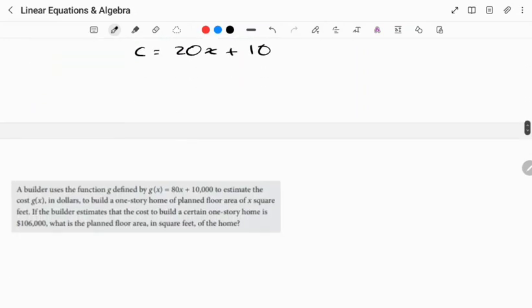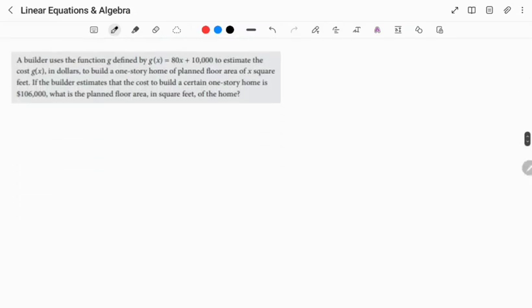Let's see the next question. A builder uses the function g defined by g(x) is equal to 80x plus 10,000 to estimate the cost, g(x) in dollars, to build a 1-story home of planned floor area of x square feet. If the builder estimates that the cost to build a certain 1-story home is 106,000, what is the planned floor area in square feet of the home? So we are asked to find the square feet of the home.